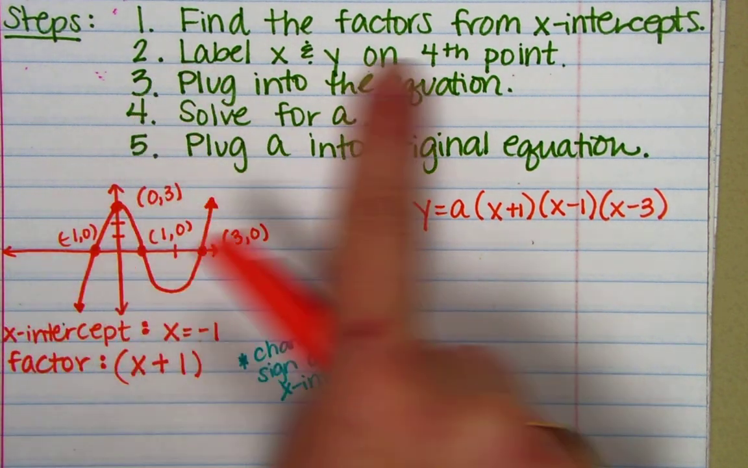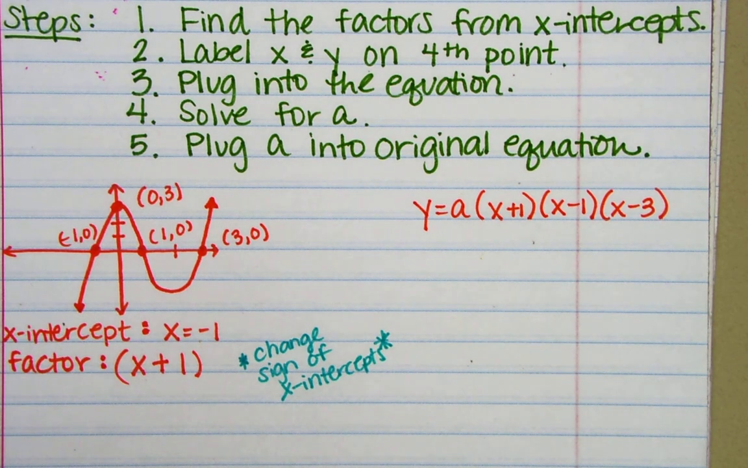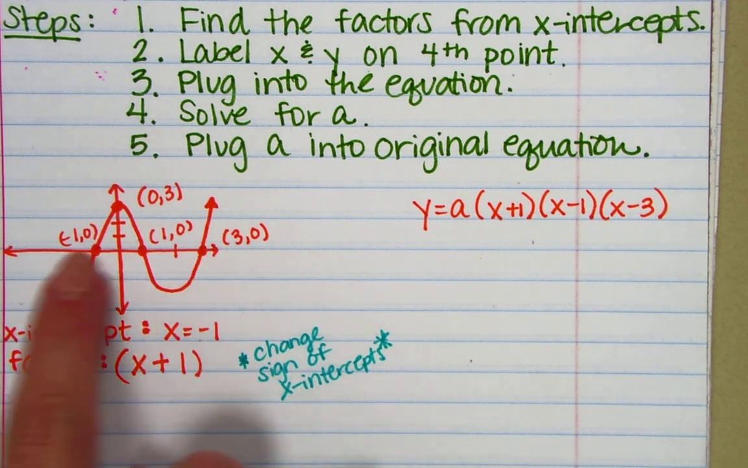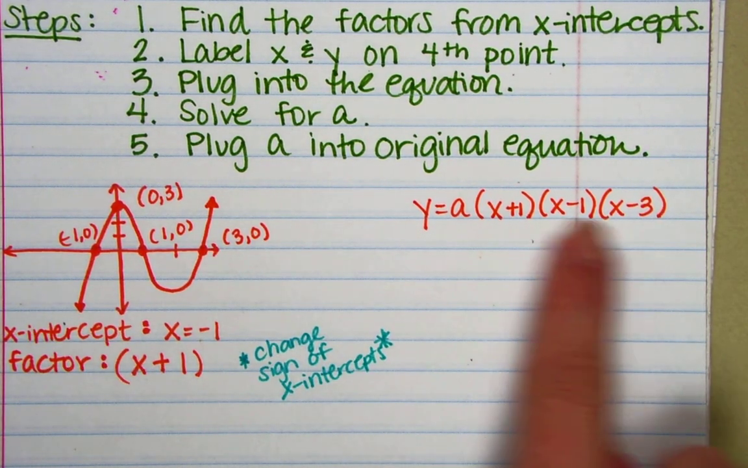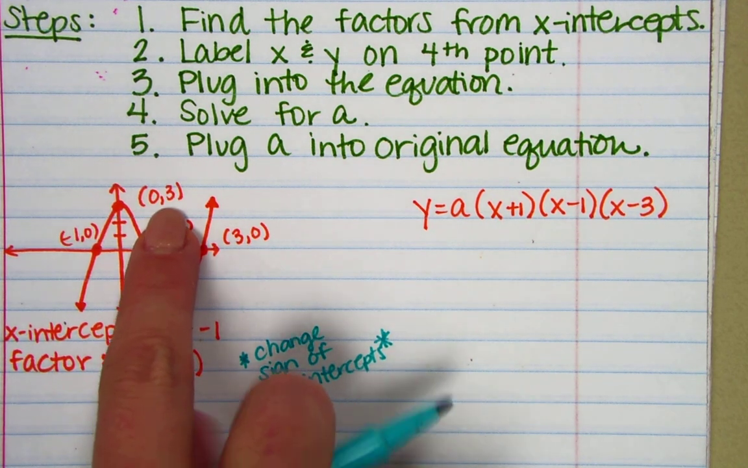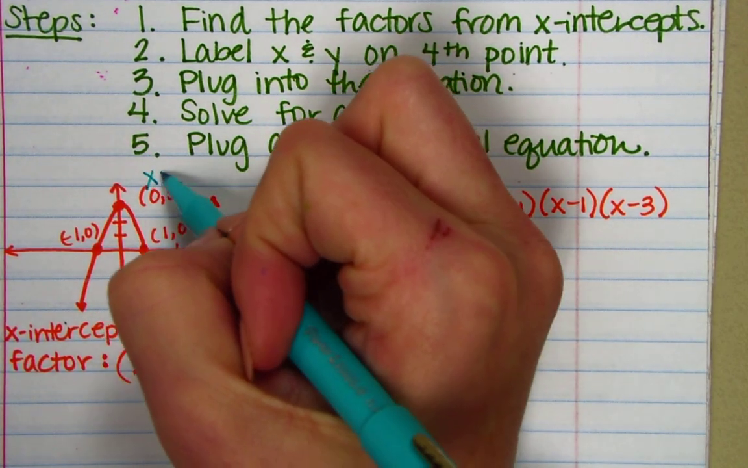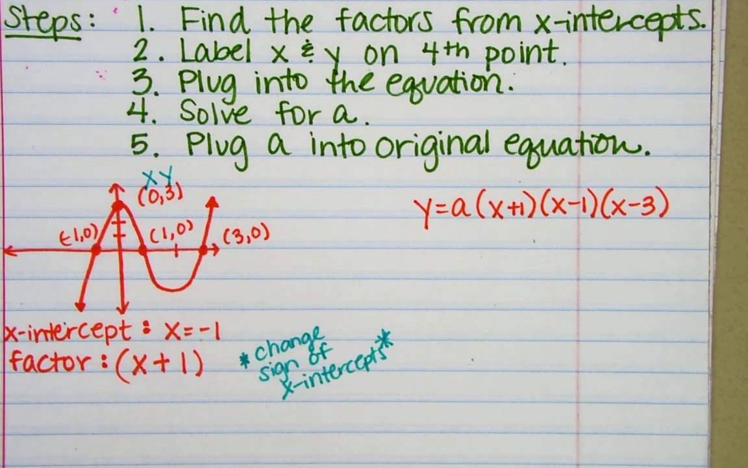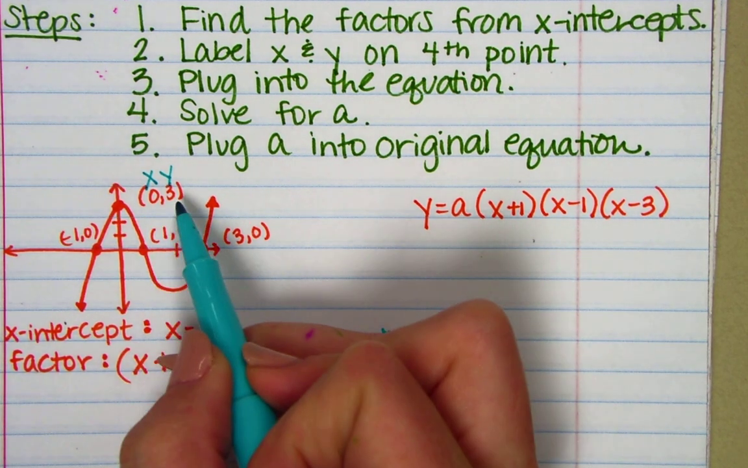And then step 2 says label x and y on our fourth point, okay? So our first three are these. We just use those to find the factors. Our fourth point is up here. Okay, that's x, y. Okay, x is 0, y is 3.